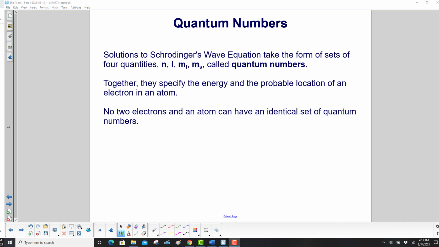Solution to Schrödinger's wave equation, and that's a college activity. We're not doing that in high school. That takes the form of sets of four quantities, n, l, m sub l, and m sub s, and those are called quantum numbers. Together, they specify both the energy and the probable location of an electron in an atom. No two electrons in an atom can have an identical set of quantum numbers.